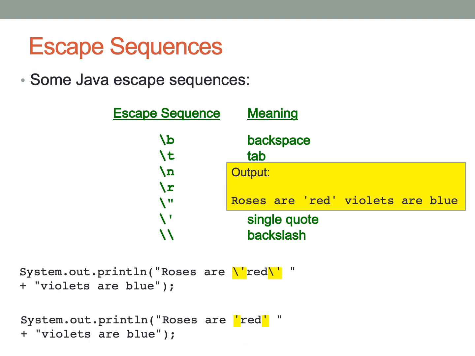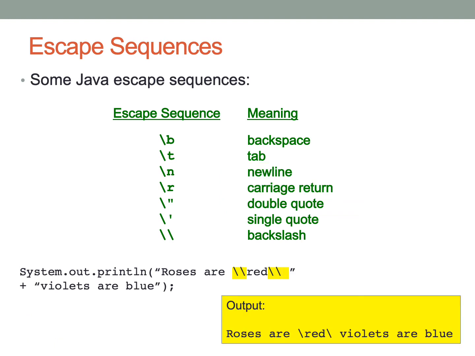For single quote, we can choose not to use backslash single quote because in our System.out.println it is surrounded by double quotes. So our compiler does not get confused if we have a single quote within our double quotes. For example, System.out.println roses are 'red' violets are blue. It can be compiled and executed. We can also write it as roses are \'red\' violets are blue. So for single quote, we have these two options that we can use.